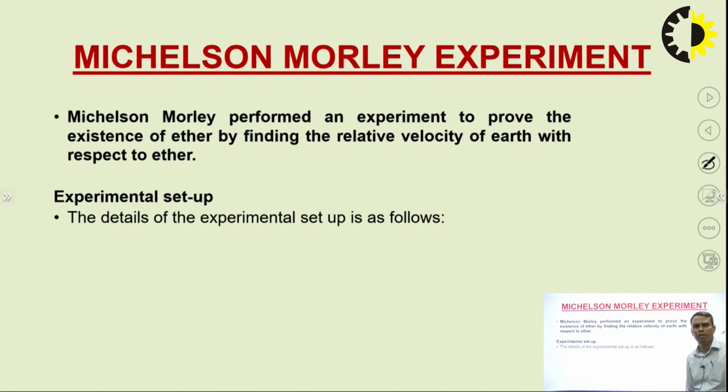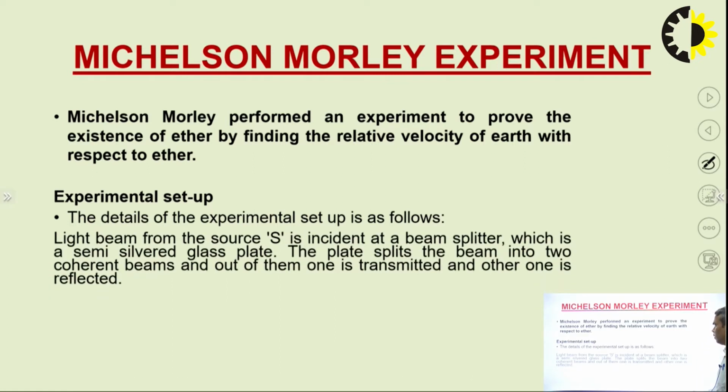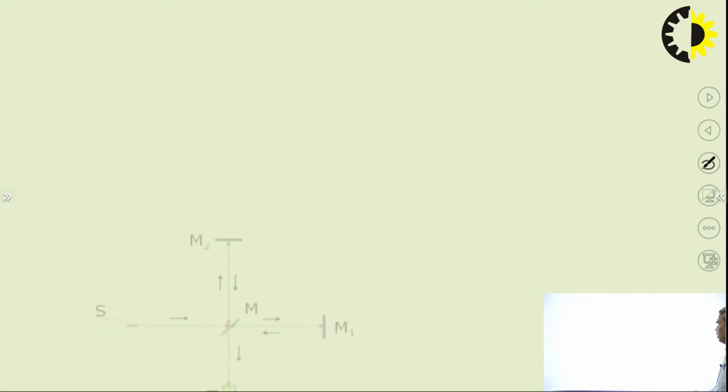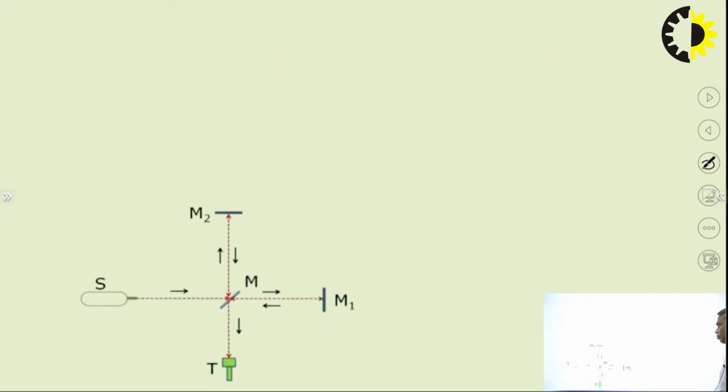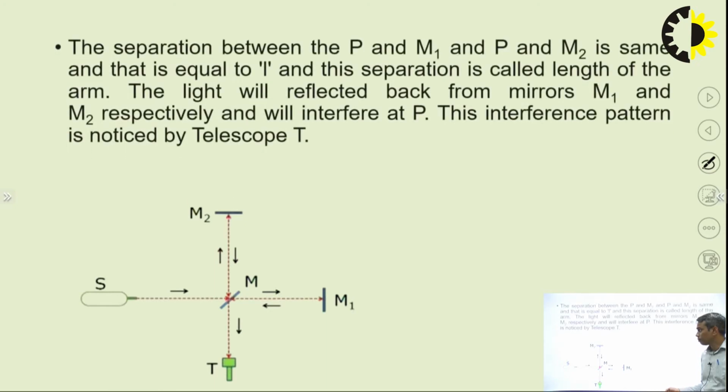In this experiment, Michelson and Morley performed an experiment to prove the existence of ether by finding the relative velocity between earth and ether. It has a simple experimental setup. It has two mirrors M1 and M2, a source S and a telescope T. So, it is basically a Michelson interferometer with some modification.